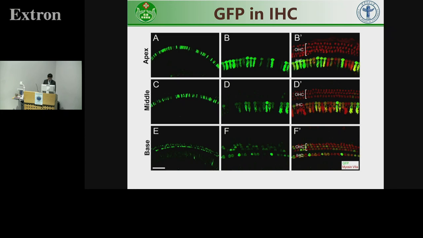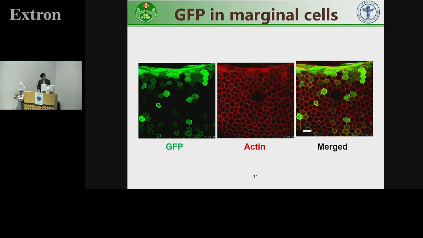From those data, we can see that most of the inner hair cells in apex, middle, and basal turn were successfully transduced by the virus, and in the basal turn of the organ of Corti, a few outer hair cells expressed the GFP. So we dissected out the lateral wall and also did the staining with phalloidin, which shows the actin in the lateral wall. And we see that the marginal cells in the lateral wall express the GFP.